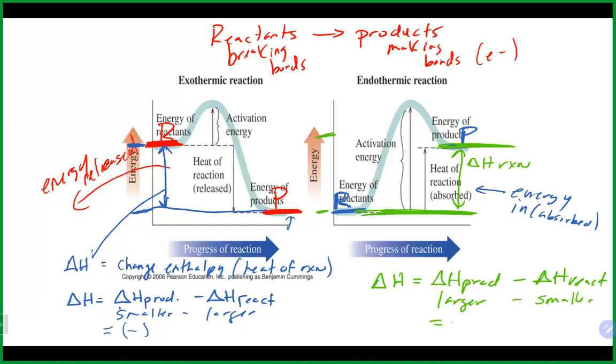And that's going to end me with a positive number in this case, right? If you take a larger value minus a smaller value, you'll end up with a positive number. And that's why we associate positive values for delta H or energy to be an endothermic process that requires energy to be put in. Any questions on the differences there?